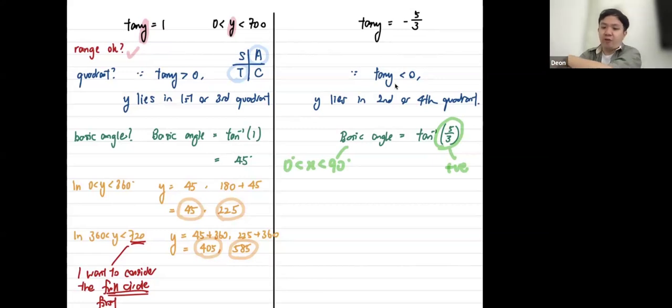For question 3, why are there 4 answers when the range is only up to 180 degrees? I will cover that later, right? Maybe it's a typo. You never know. Maybe it's supposed to be 360.